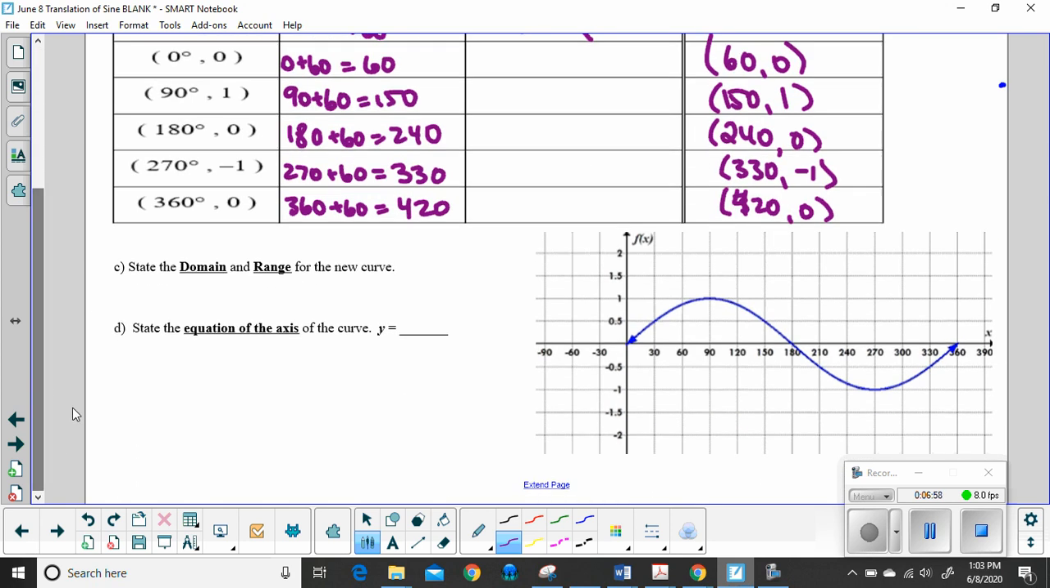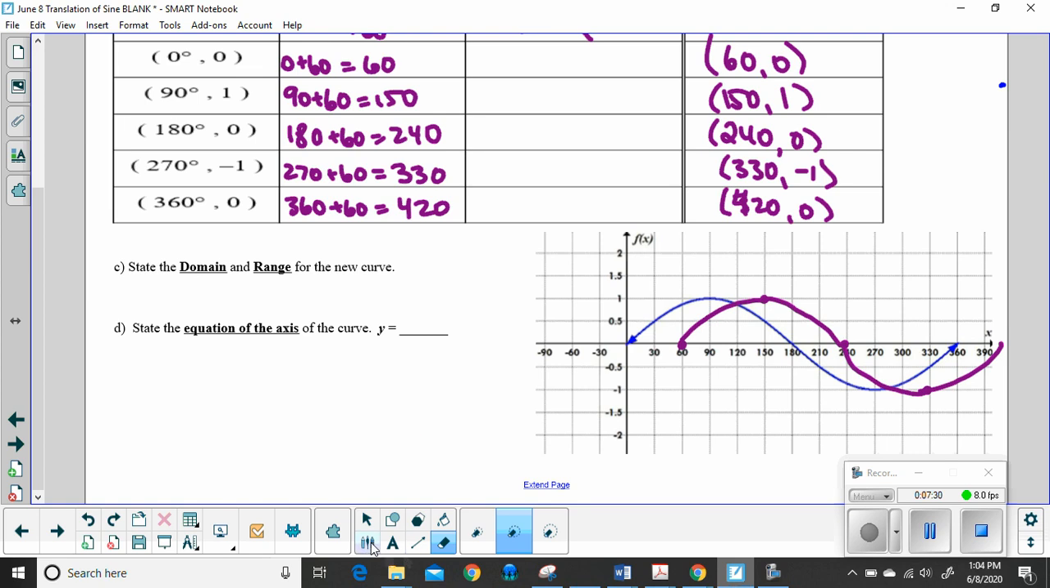Okay, let's pop them on our curve here. So I've got 60, 0, 150, 1, 240, 0, 330, -1, and 420, 0. Oh, it's over here somewhere. Right there. So let's do a nice curve. Curve. Curve. And what am I doing up there? 0. Very nice. That actually wasn't too bad.